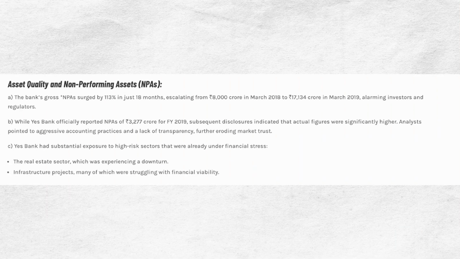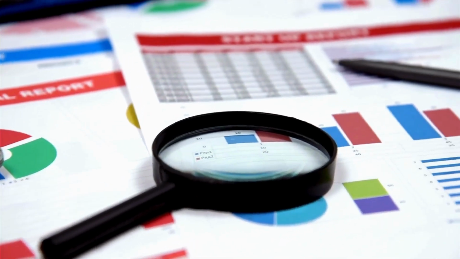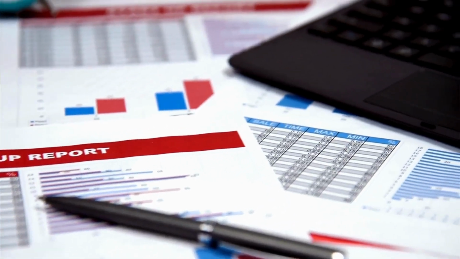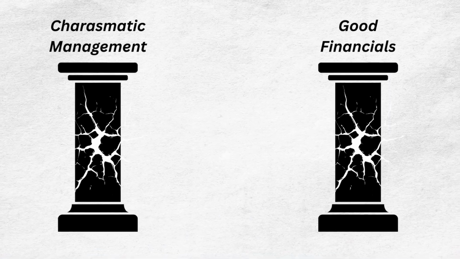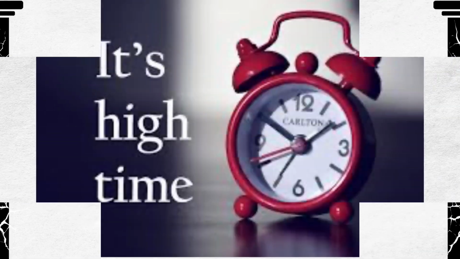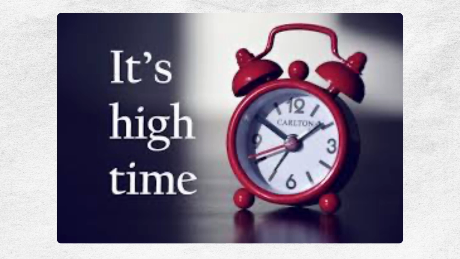So in 2018, the CEO news came, that was like the breakdown of one pillar, the charismatic management. Then there was another news regarding the fraud in the NPAs reported, and around 2500 crores of difference was observed between the RBI analysis and the ones that were reported by Yes Bank. So that was another dent towards the financial aspect of the company, a breakdown of the second pillar also, the good financials piece. So it was high time you stepped out of the stock.